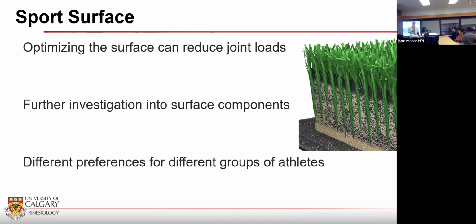So summarizing in terms of the sport surface, optimizing the surface can reduce these joint moments. Further investigation is needed into the different surface components and how they potentially interact with each other. And different preferences are present for different groups of athletes. So perhaps different groups of athletes may require different mechanical properties of the surface.